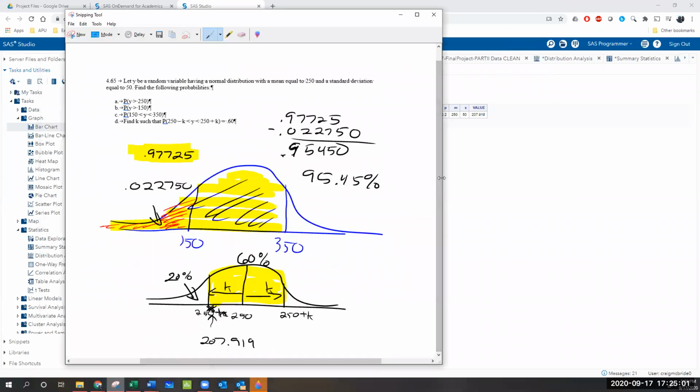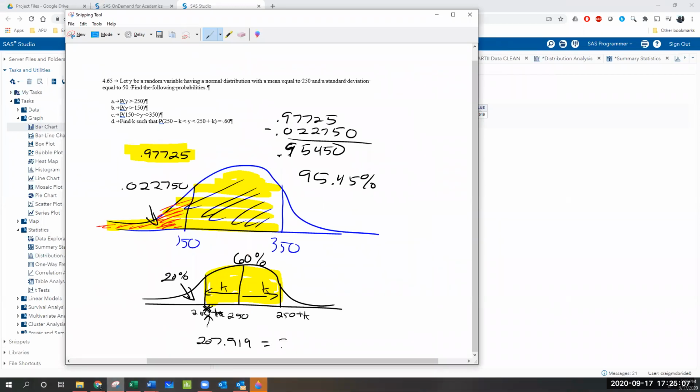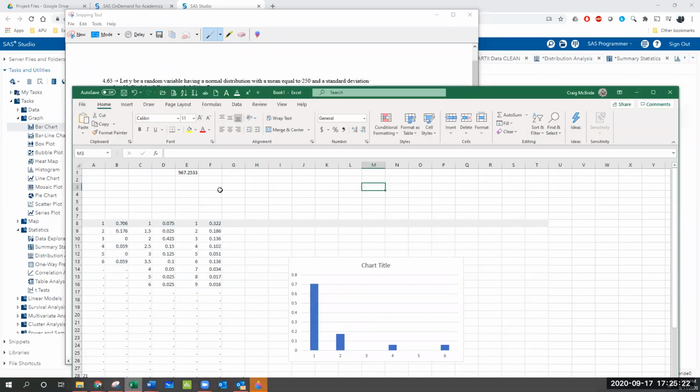Well, that's easy because we can just do a little simple math, because 207.919 we know has to equal 250 minus k. Solve for k. It's that simple. Now, if we were going to do it in Excel, the only thing that would change is how we got that left-hand number, right?